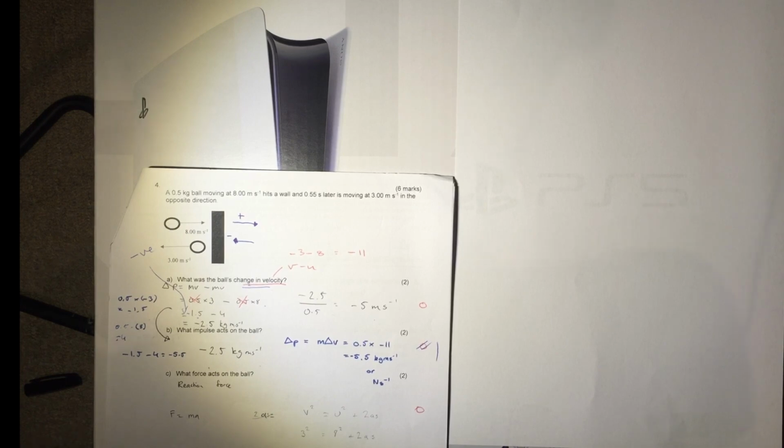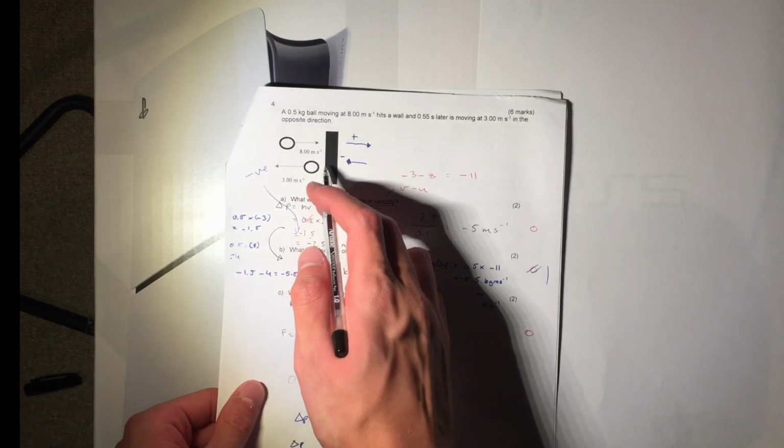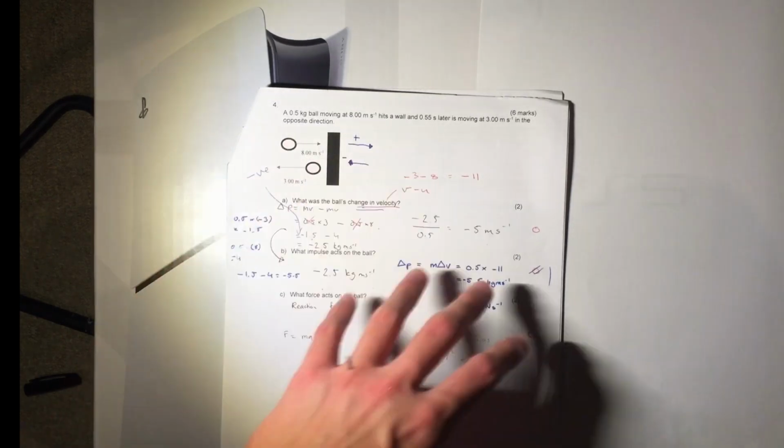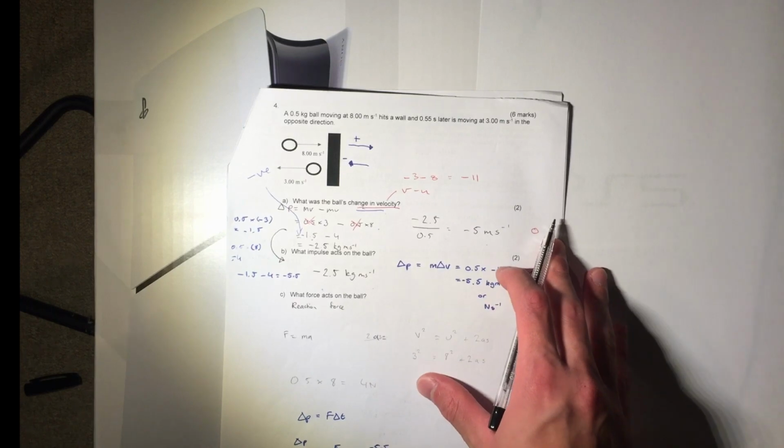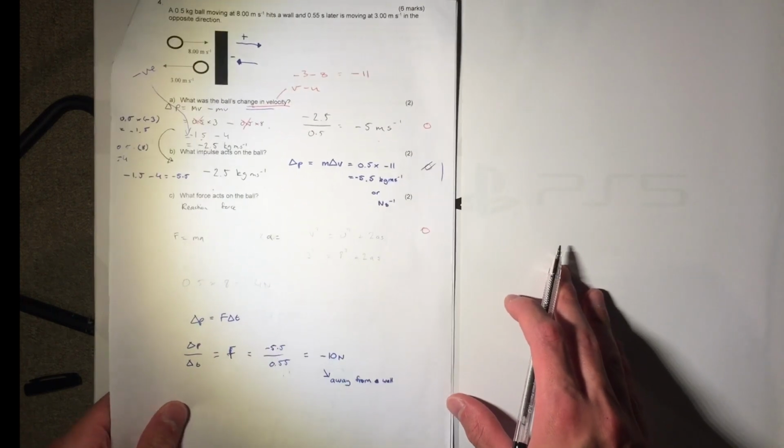A 0.5 kilo ball moving at 8 meters a second hits a wall, and then 0.55 seconds later, it is moving at 3 meters a second in the opposite direction. So it's gone into the wall at that speed, bounced off, and gone at that speed. There are notes from when I actually got this checked.